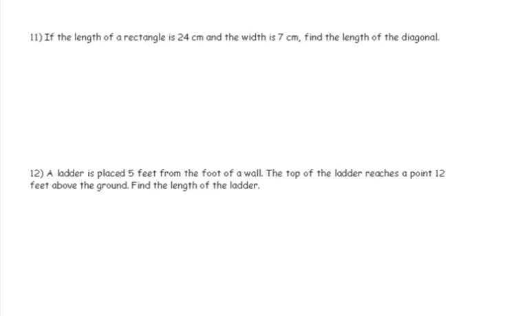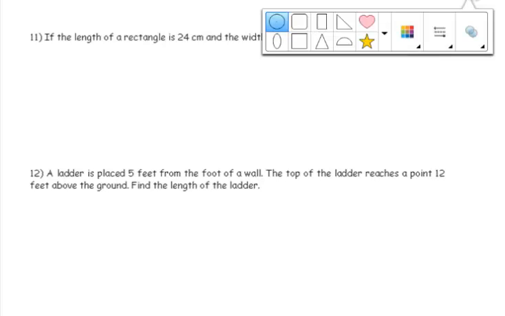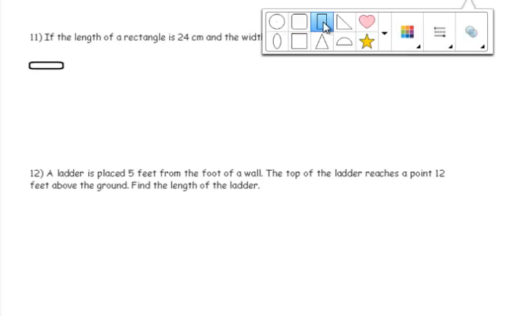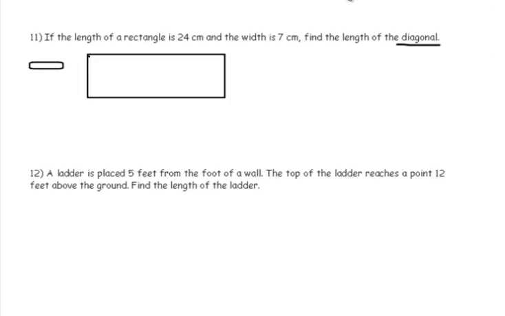If the length of a rectangle is 24 centimeters and the width is 7 centimeters, find the length of the diagonal. So we're trying to find the diagonal. Well, let's draw a rectangle first here to get us started. Okay. Here's our rectangle tool. All right, and we have a diagonal.